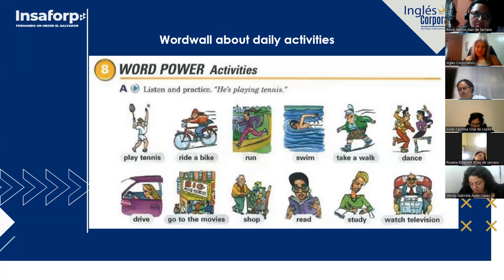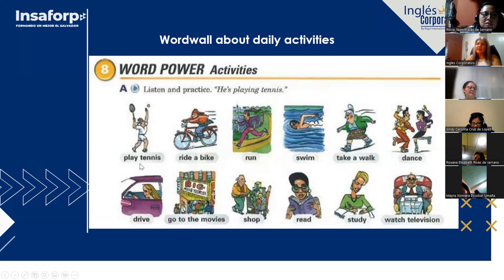¿Cuándo le agregamos el ing? Cuando la acción está en el momento realizándose. Ok, that is present continuous. Y siempre va a llevar el verbo to be before. For example, si queremos hacer una oración con este verbo, vamos a decir he is playing tennis, right? He is playing tennis. Here you have the example.